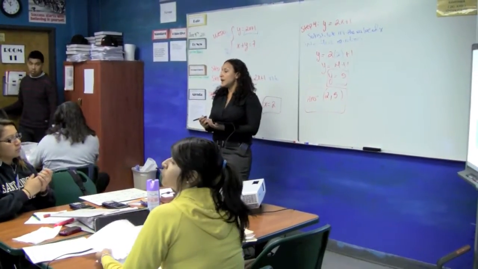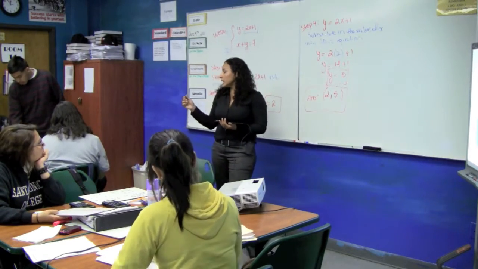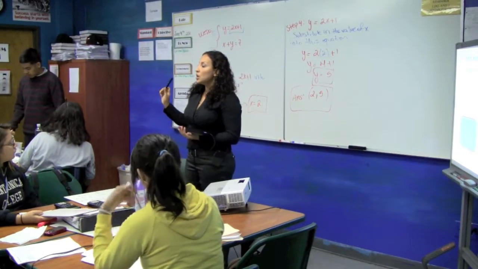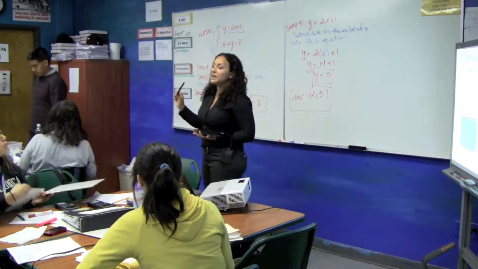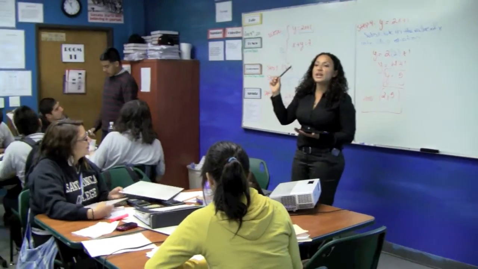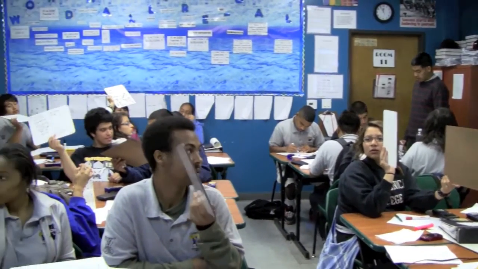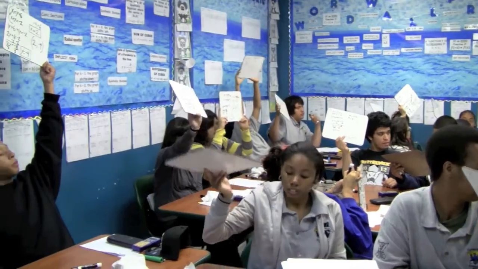Kiddos, at the count of three, if you're still working, keep working, okay? At the count of three, go ahead and show me your whiteboards. One, two, three. X is equal to, what does that say? Two and negative four? Yeah. X is equal to two, negative four.